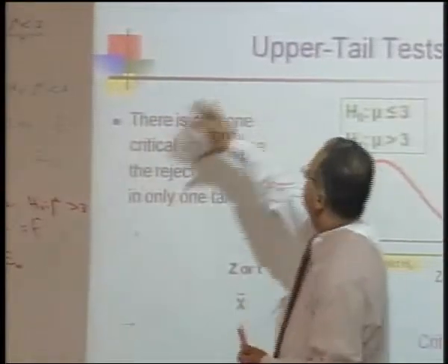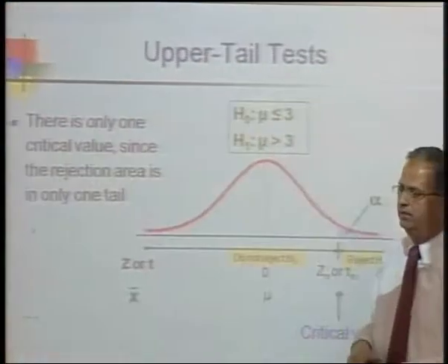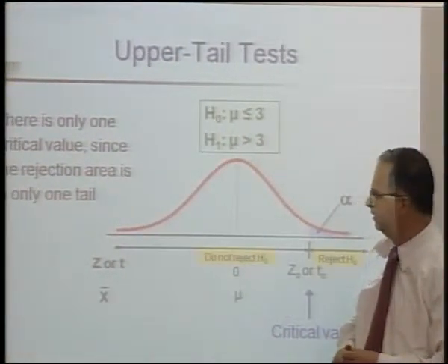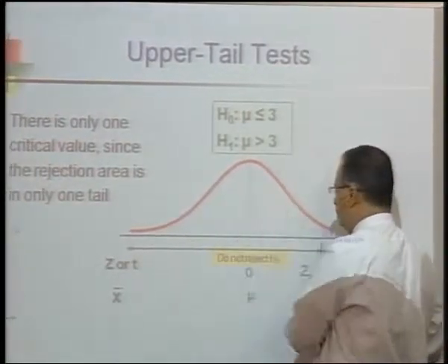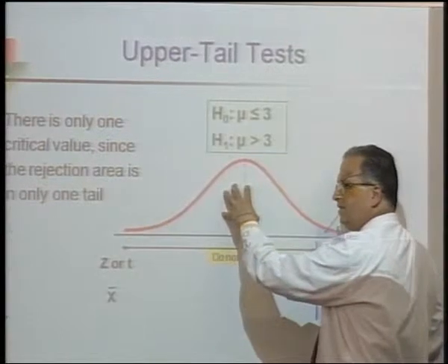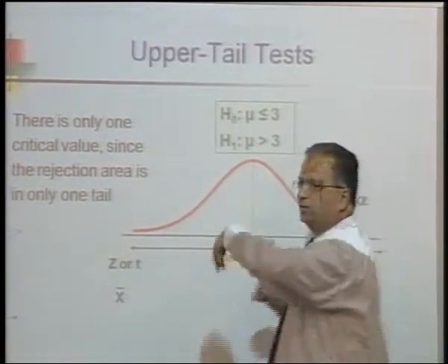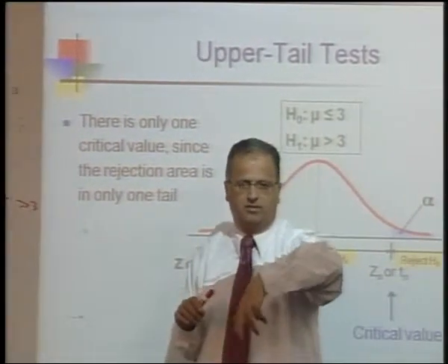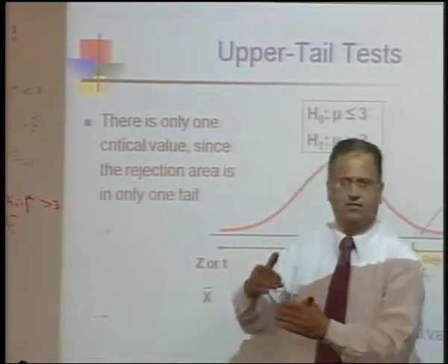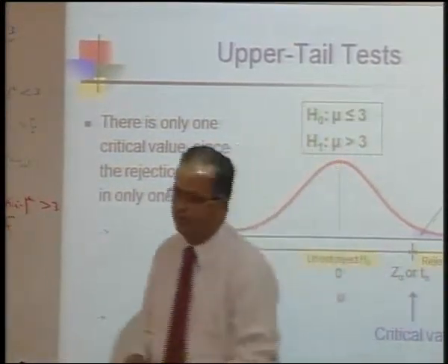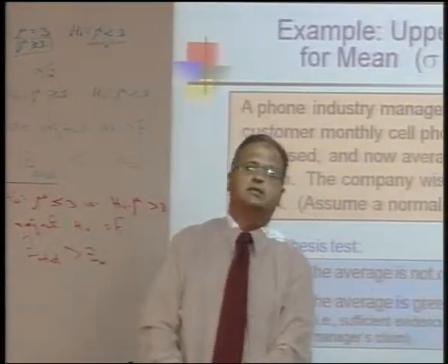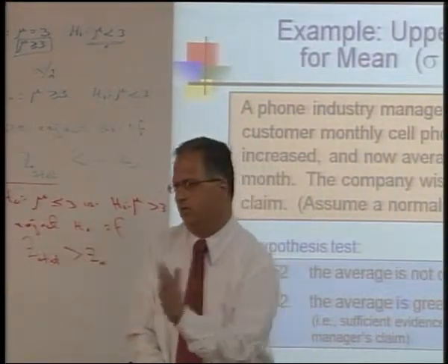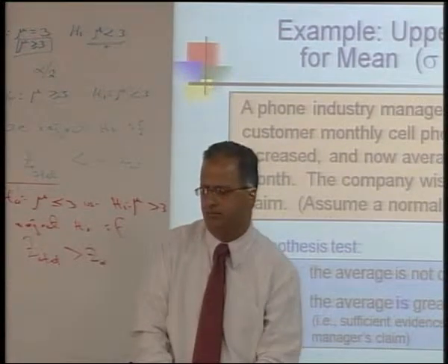So that's for lower and upper tail test. And actually, if the z statistic falls below, in this case, z alpha, then it falls in the non-rejection region. So we don't reject the null hypothesis. That means there is insufficient evidence to support the alternative hypothesis. So that's for one tail test, either lower or upper tail.